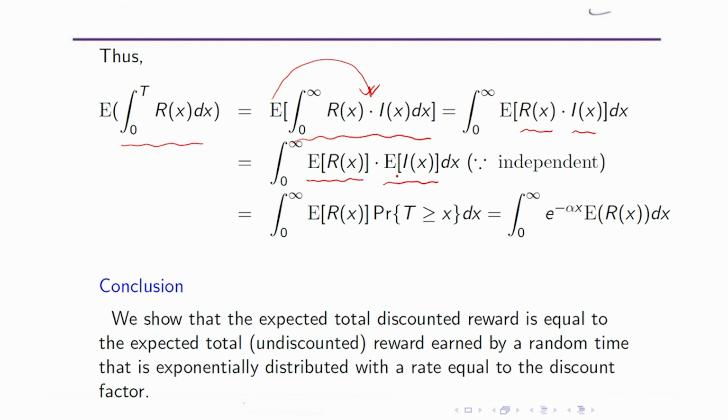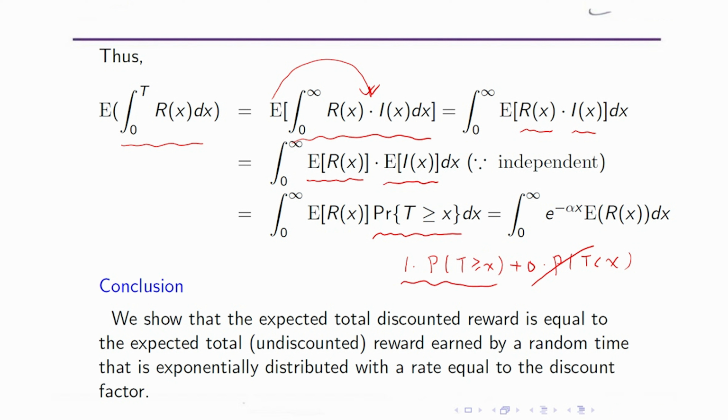Basically the expectation of I(x) is equal to the probability that T is greater than or equal to x, because the expectation of I(x) is equal to 1 times the probability that T is greater than or equal to x, plus 0 times the probability that T is less than x. The second term is simply 0, so you are left with this, right?